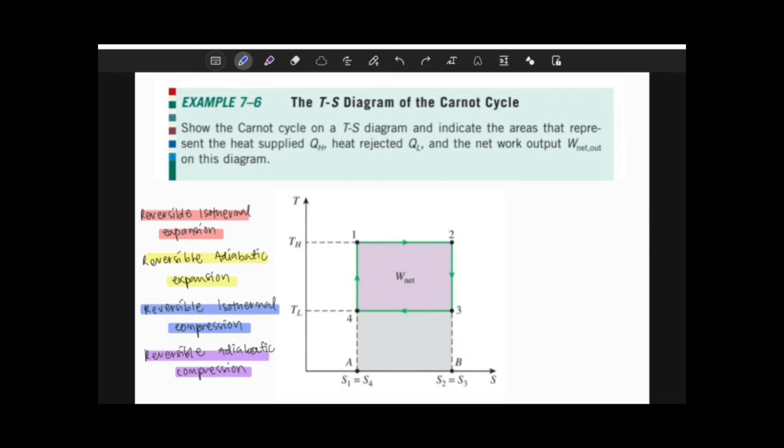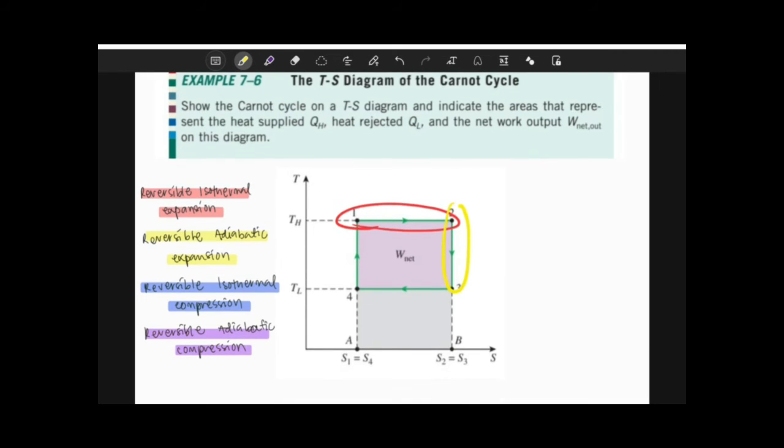If we look back at chapter 5, we know that the Carnot cycle is made out of 4 processes, which are reversible isothermal expansion, reversible adiabatic expansion, reversible isothermal compression, and also reversible adiabatic compression. So, reversible isothermal expansion is a process from 1 to 2, where TH is constant, while reversible adiabatic expansion is a process from point 2 to 3, where the temperature drops from TH to TL.